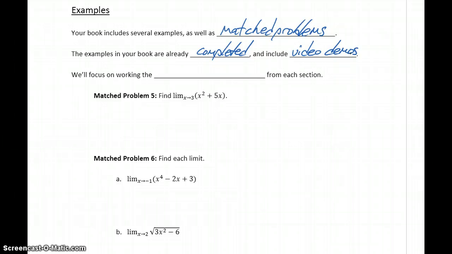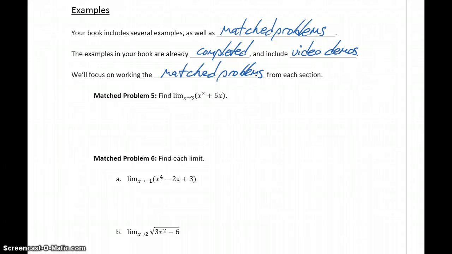So since the examples in the book are already worked out two different ways, either by reading through them or watching those videos, instead what we're going to do is work through each of the matched problems. These exercises are designed for you as the reader to work through them and understand them. So what I would encourage you to do is try each of these problems on your own first, and then if you're not coming up with the same answers that the book is coming up with, use this as a way to check those solutions.